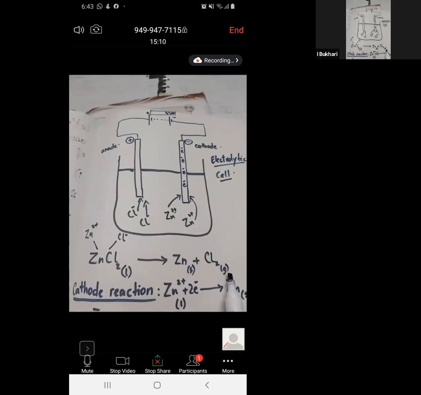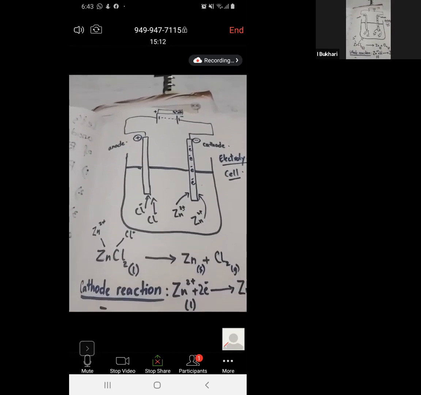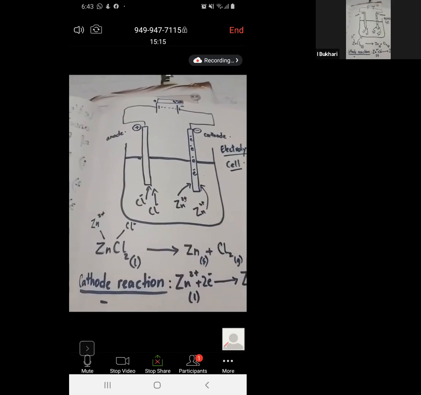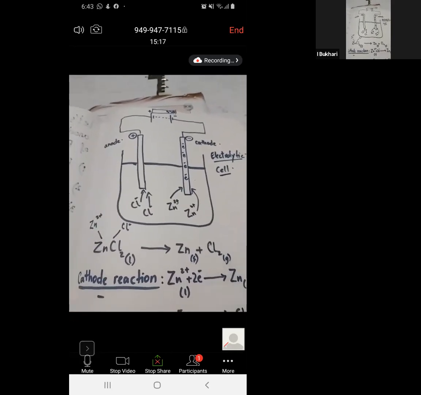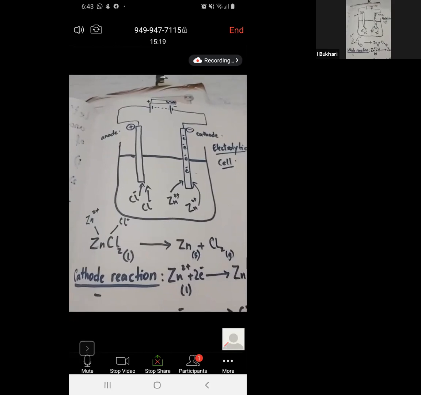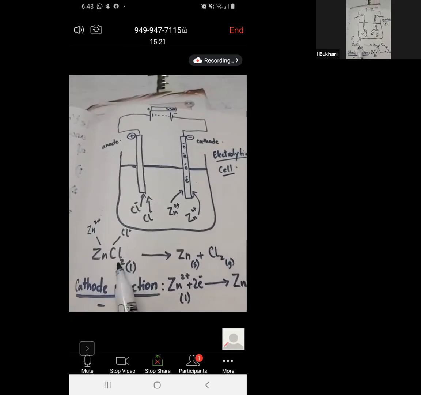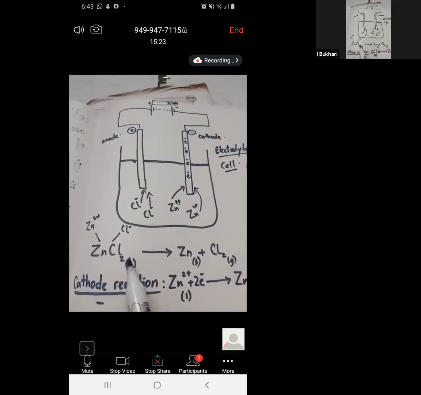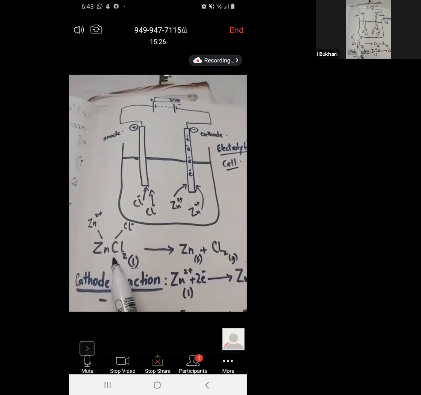Okay, we know that already. You should know how the elements exist in nature, which ones are gases, which ones are solids, and which ones are liquids. So this is molten, that's why I've written liquid. Even if it is not molten, we have to melt it.